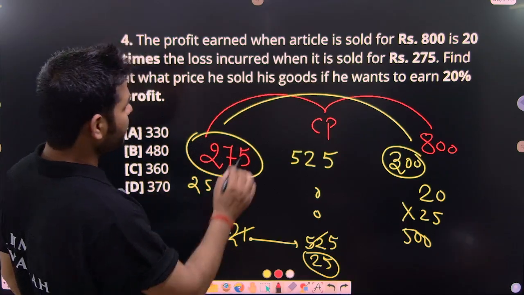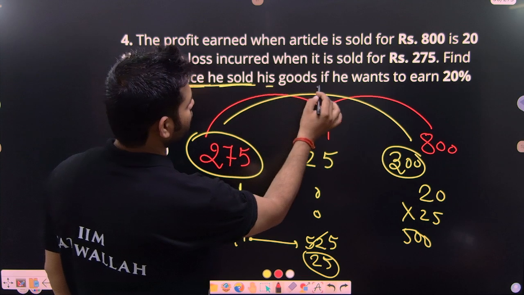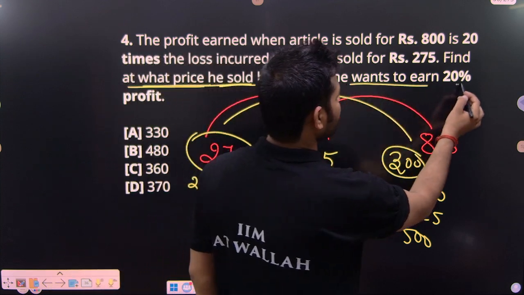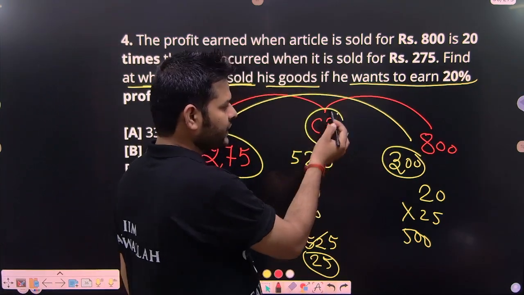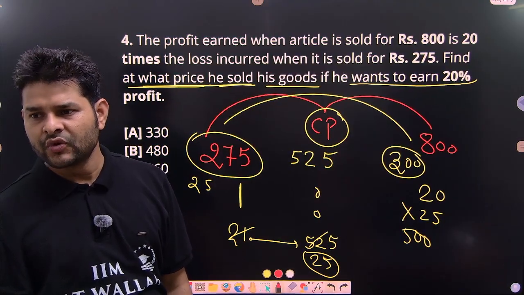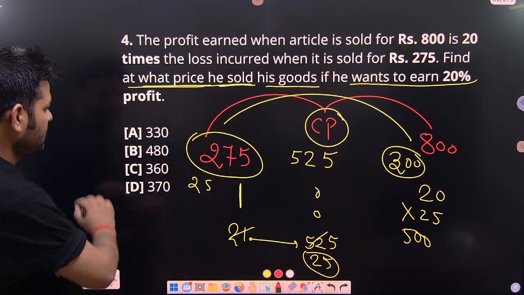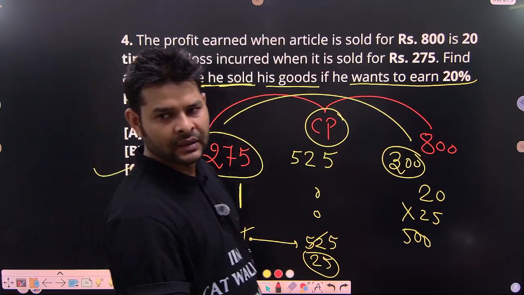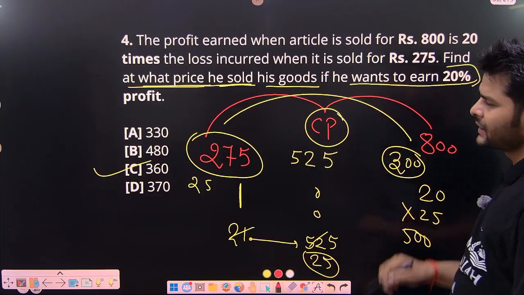Find at what price he should sell his goods if he wants to earn 20% profit. So basically CP would be 300. Again on 300 he wants to make a profit of 20%. So 20% of 300 would be 60. So the answer would be 360. That line has been introduced at the last.